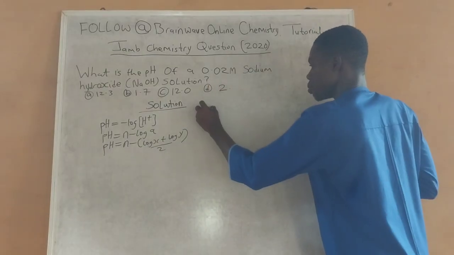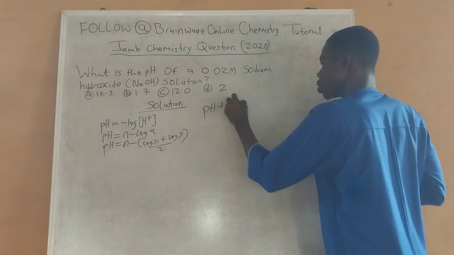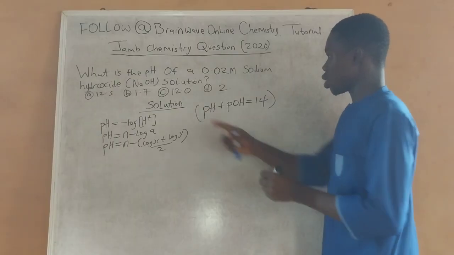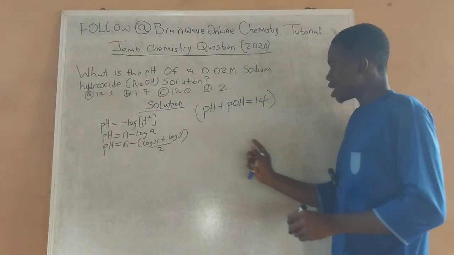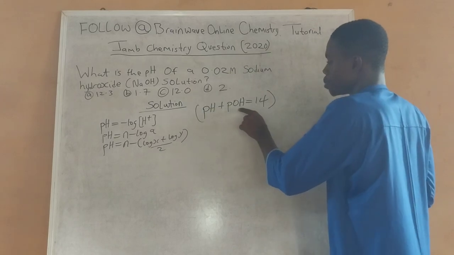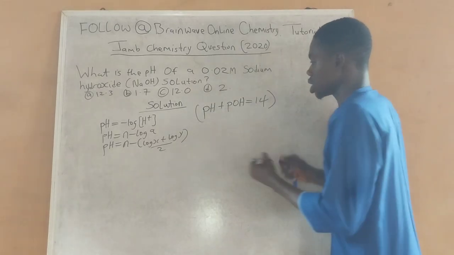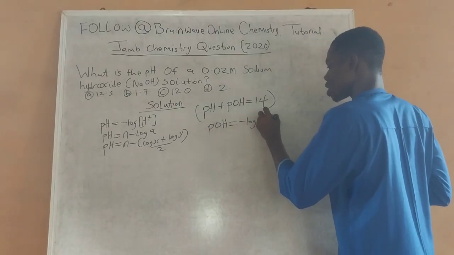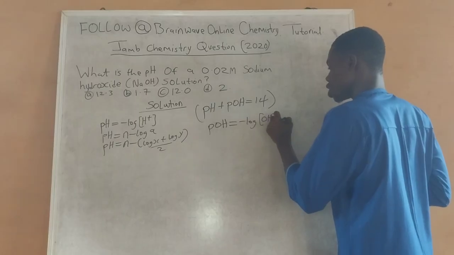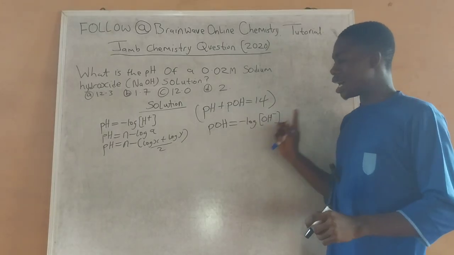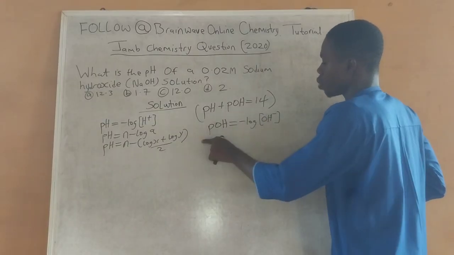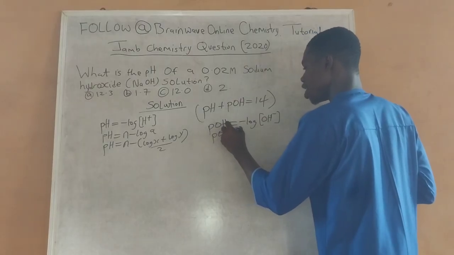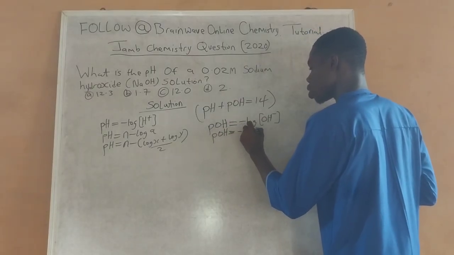Now the formula is pH plus pOH equals 14. So this is the formula we'll be using. In the question, we were asked to find the pH. Before we find this pH, we're going to look for the pOH first. Now, pOH also has an equation, which is pOH equals minus log open bracket hydroxide ion. So we're going to find our pOH first using this equation, minus log hydroxide ion. Therefore, pOH is equal to minus log open bracket.